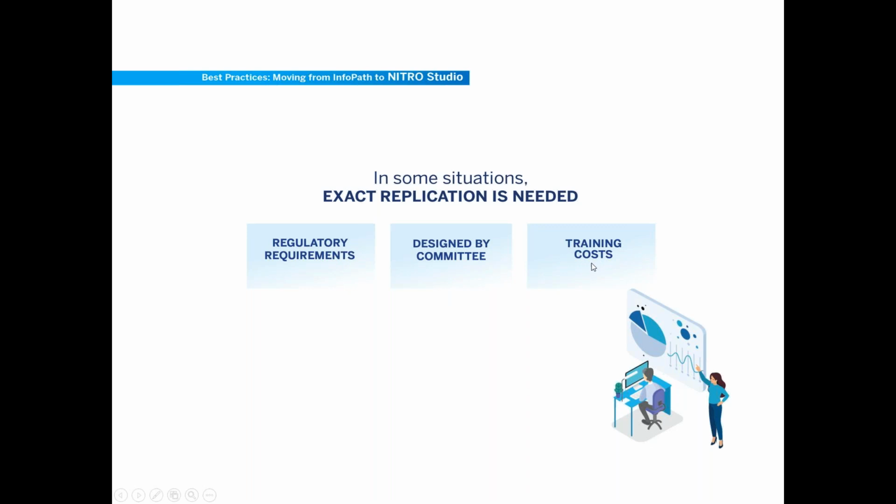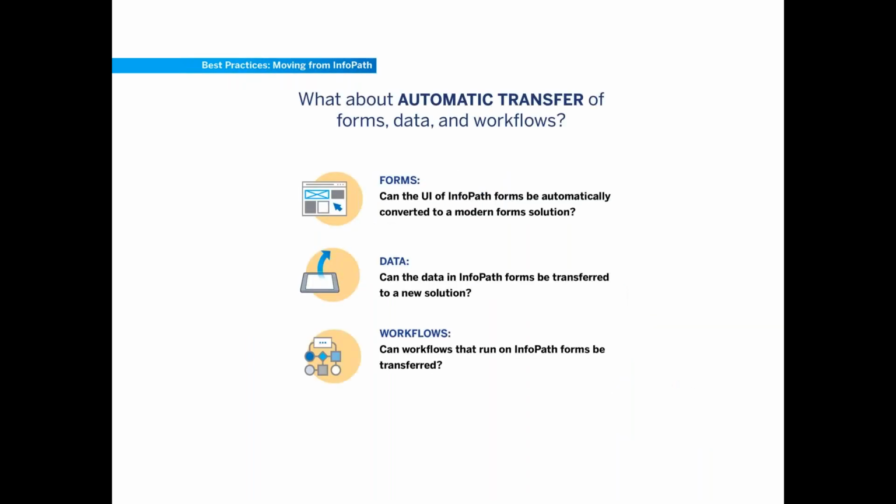And then there are training costs. It could be like, well, if we modify the form and we move the box here or rename it, we've got to train the 500 people who use it. So those are just some considerations: you can't always have the flexibility you might want to redo the form. But if not, we have the capability to replicate it in a way that adheres to that requirement of exact replication.